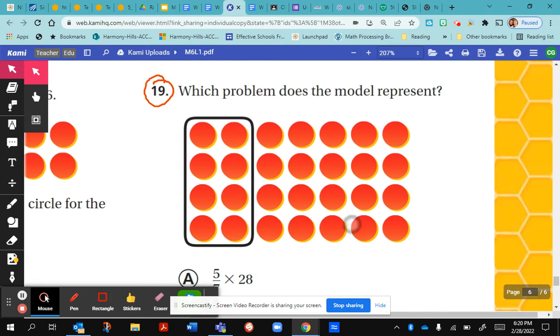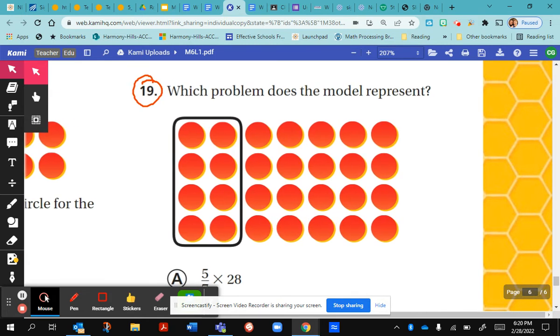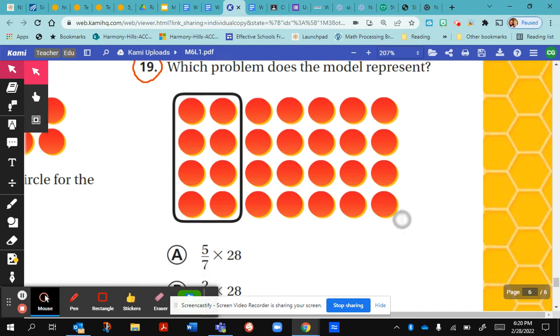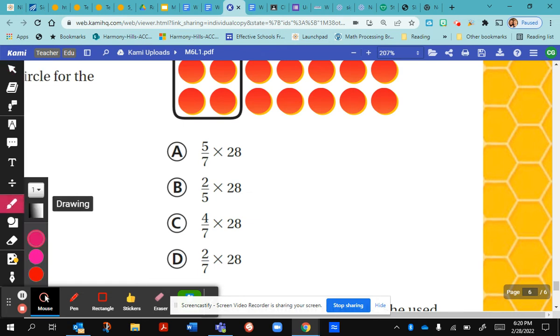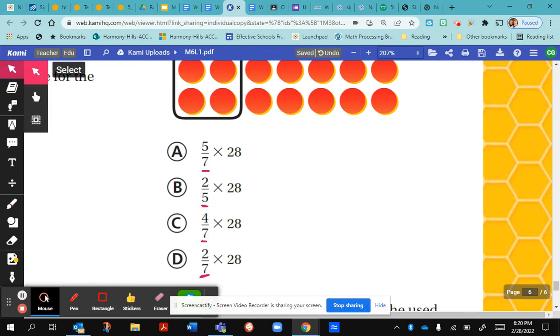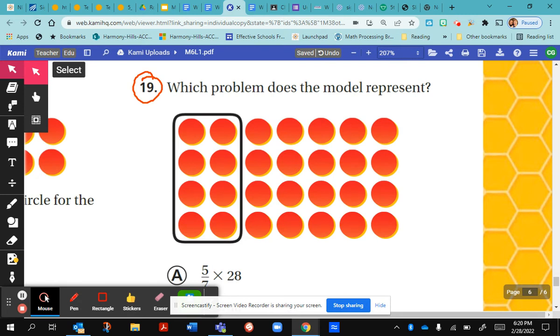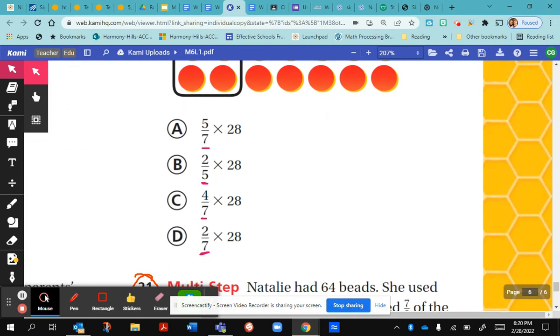All right, let's look at number 19. Which problem does the model represent? Now on this one, a lot of kids were getting confused. So I want to make sure you go into your answers. Looking at your answers, I have 7 as my denominator, 5, 7, and 7. Remember, we've been doing rows as an example, but you can do columns too. So it's 1, 2, 3, 4, but I don't see 4 as a denominator, right?